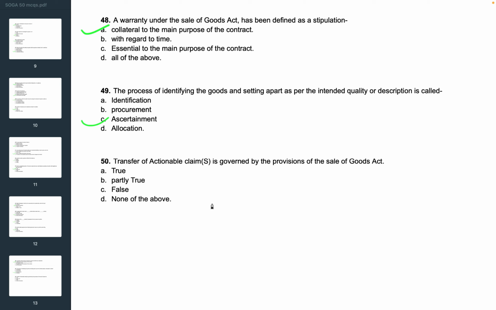Now the last question. Transfer of actionable claims is governed by the provisions of the Sale of Goods Act. So this statement is false.